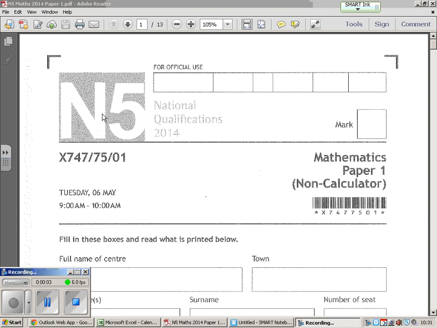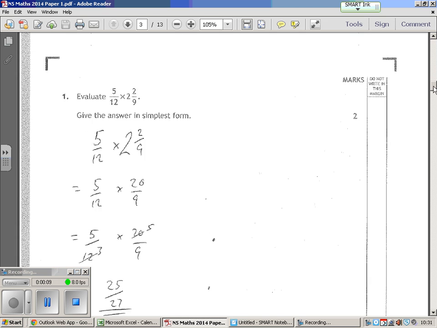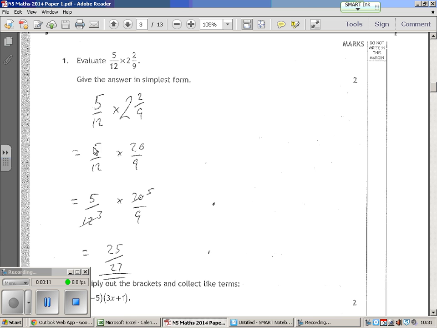We have the National 5 Maths 2014 paper 1. First question, non-calculator paper. First question, 5/12 multiplied by 2 and 2/9. Give the answer in its simplest form. So simplest form, there may be a bit of cancelling down at the end.